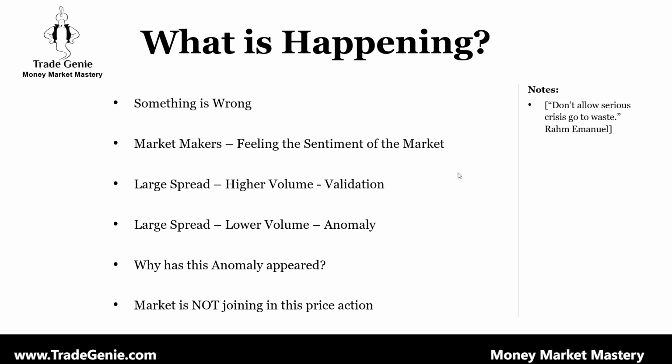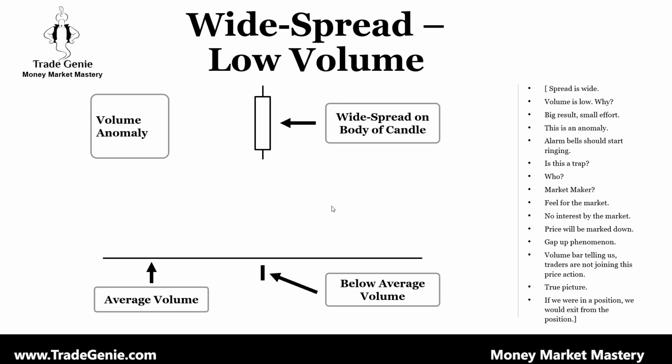They raise the price, the stock gaps up, and then there are no other buyers. So think about that. Large spread, high volume, validation. Large spread, lower volume, anomaly. So there was an anomaly here. And why has this anomaly appeared? Ask the question: why is the anomaly appearing, why is the market not joining in this price action, why is the market not joining.